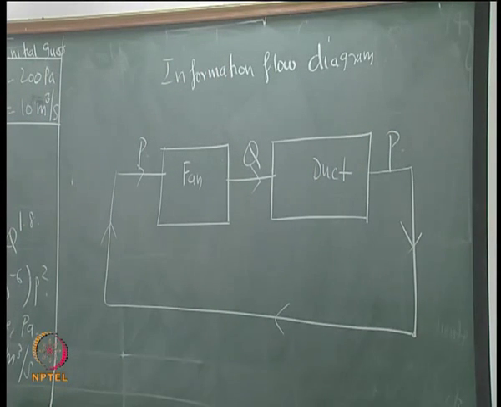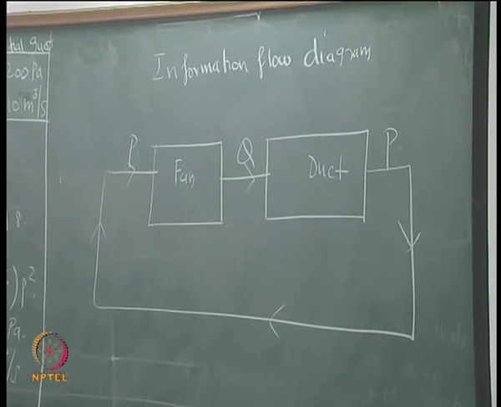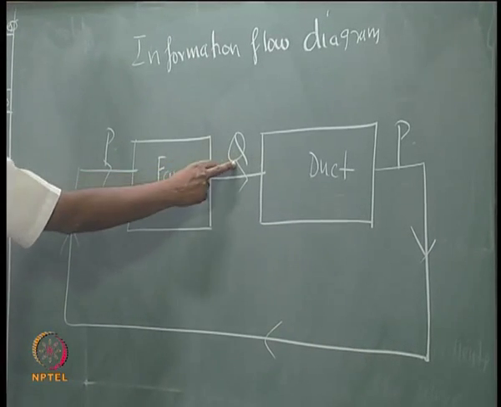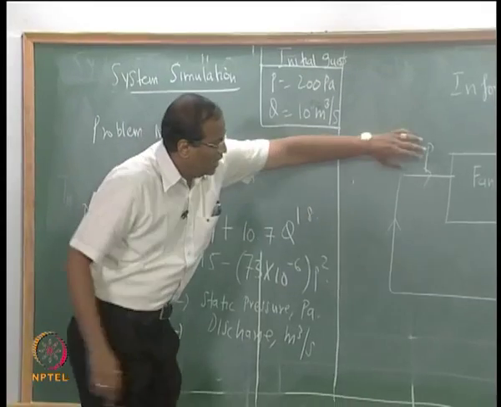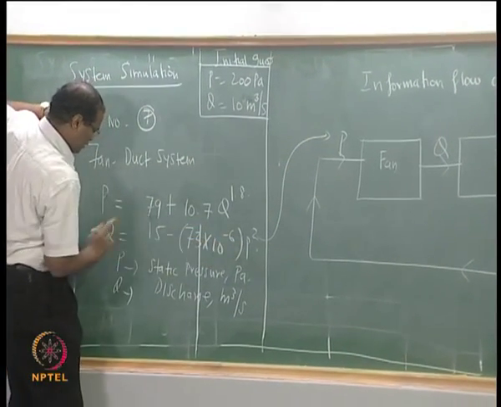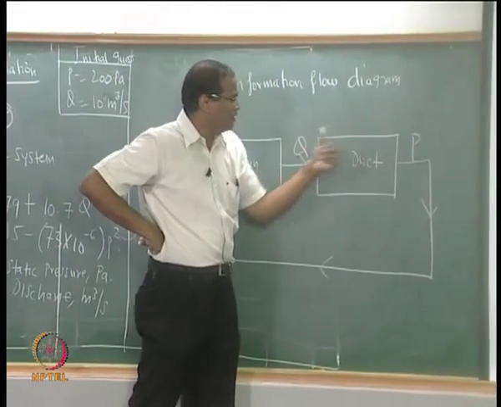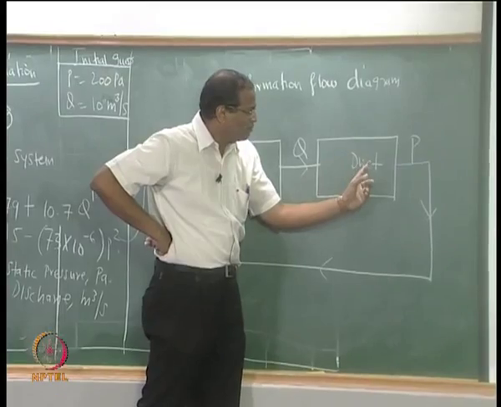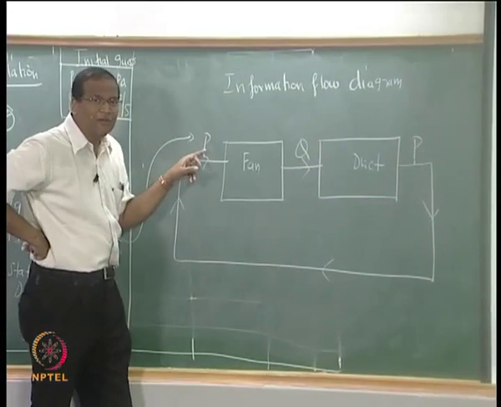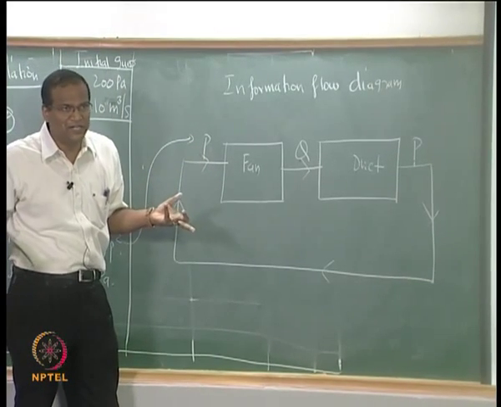I am using exactly the order which was given to us on the blackboard. That is the information flow diagram. I am using the fan characteristics to determine Q from P, and I am using the duct characteristics to get P from this Q. So whatever P I get at the end of the exercise, I compare it with the P I assumed to start with. If these are equal, I can go home, but in general they will not be the same.